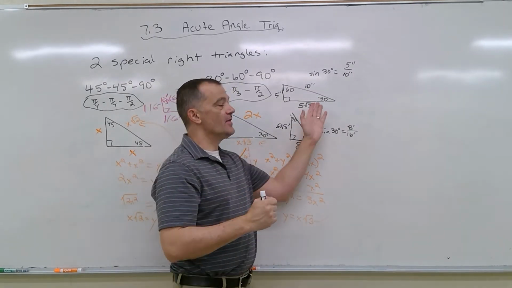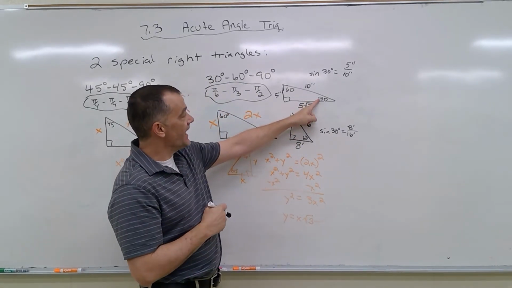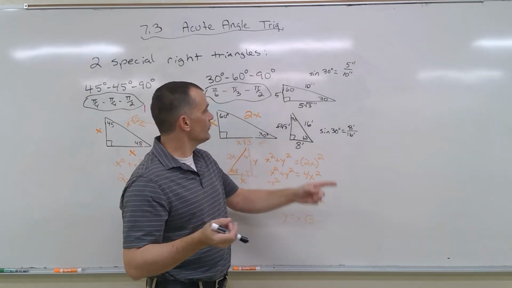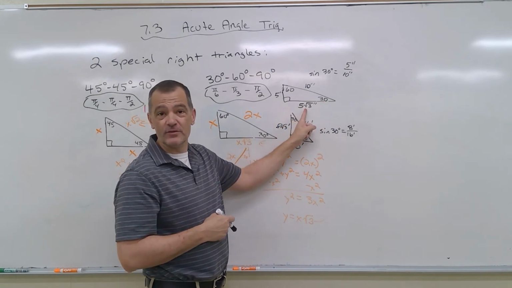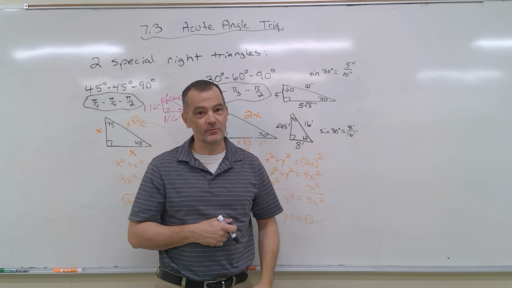Because in any 30, 60, 90 degree right triangle, the side opposite 30 degrees is half that of the hypotenuse. Now, granted, the cosine of 30 degrees would be 5 square roots of 3 over 10, which is 2 over the square root of 3.